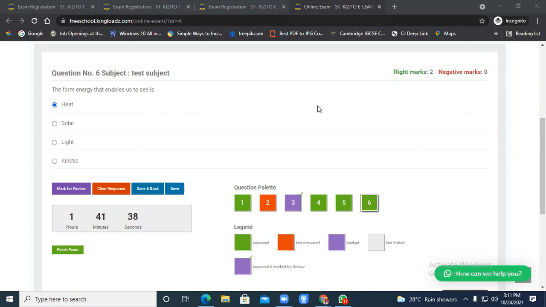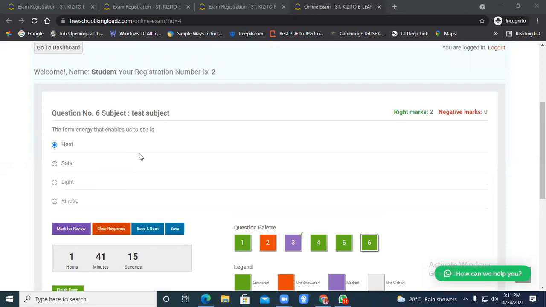When you have finished the 2 numbers, let's say it is an essay question, you must first submit those answers on WhatsApp, and then you come and click finish exam, because once you click finish exam, you will not have access to any of these questions.